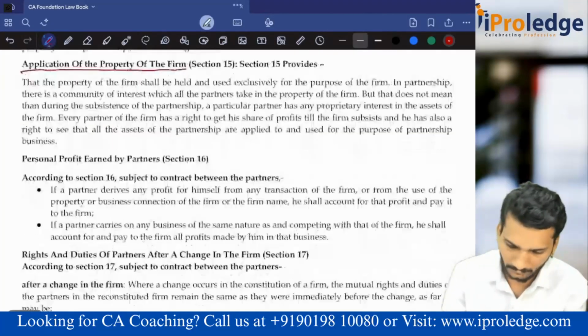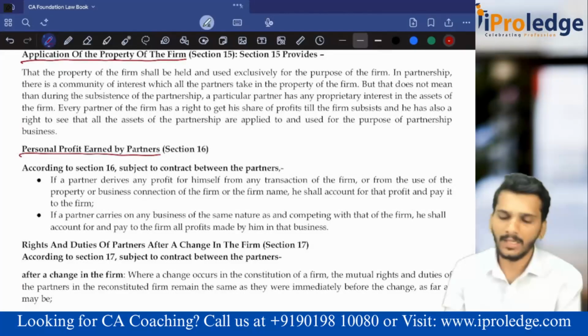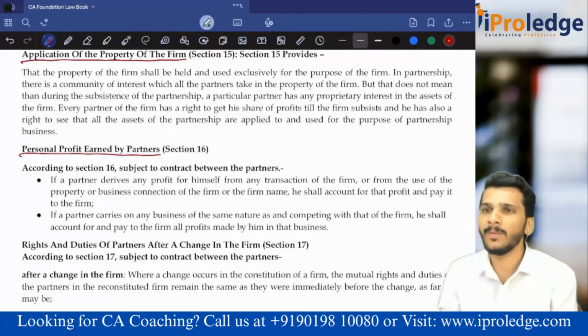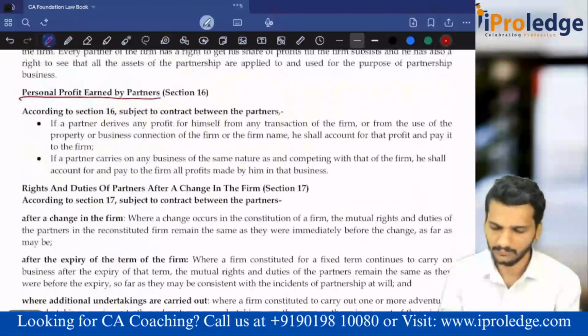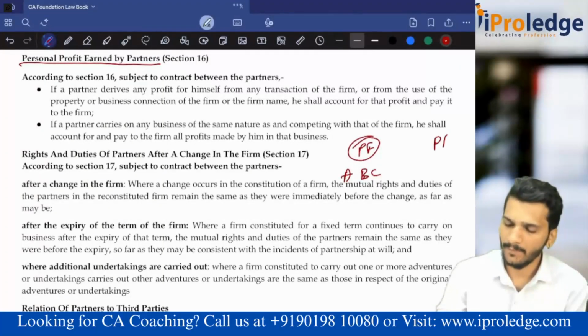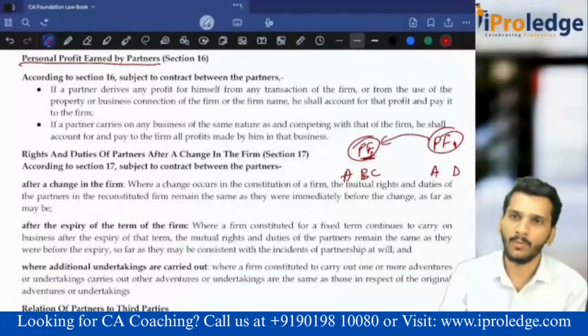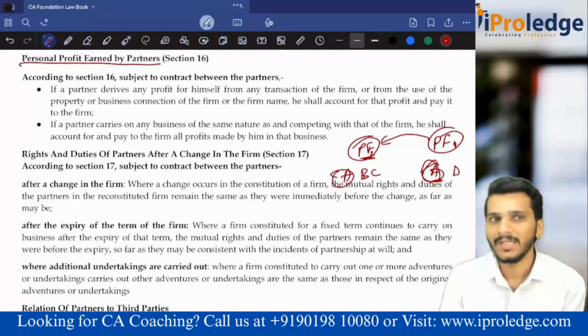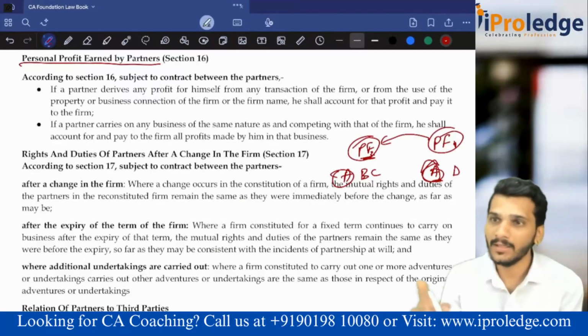Personal profits earned by the partners. What do you mean by personal profit? It is like one partnership firm is there in which A, B, C, all the three are partners. Now there is another partnership firm in which A and D are partners. Whatever goods are required for partnership firm 2 are being purchased from partnership firm 1 at a profit. That means here A is making the profit, because A is a partner in both. Can he make a profit? Yes, provided he disclosed that he is also a partner in that partnership firm.